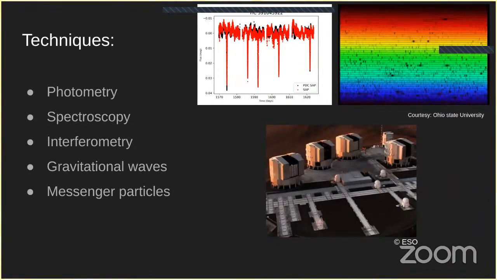The first one is photometry. Photometry is the simplest one, I feel, where you just monitor the brightness of the star that you're looking at. You just constantly take observations and see how the brightness of the star changes. Here is an example of an eclipsing system.